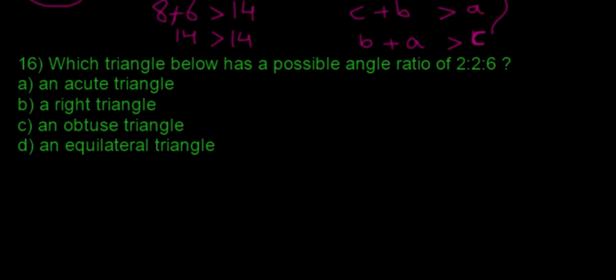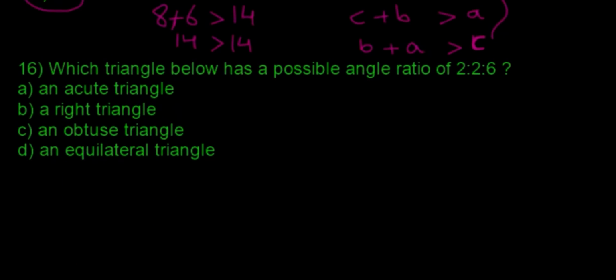Last question, question number 16. Which triangle below has a possible angle ratio of 2 to 2 to 6? Now they're coming back to angles. It's a question on the angles. We know that the angles of a triangle add up to give me 180, right? I've got 2, 2, and 6. So I know that when they specify ratios, this is the simplest form. Most probably, everything would multiply with something to end up giving me a 180.